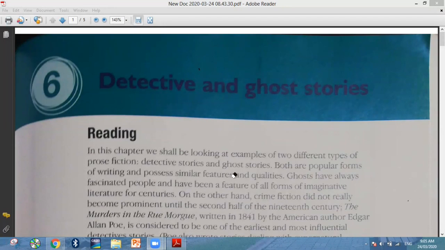In the name of Allah, the Most Gracious, the Most Merciful. Today, inshallah, we are going to study Checkpoint, Chapter 6, Detective and Ghost Stories. The main topic of this chapter is Detective and Ghost Stories, okay? And here, you will find two examples of detective stories and two examples of ghost stories, okay? But the ghost story consists of three parts, I think.